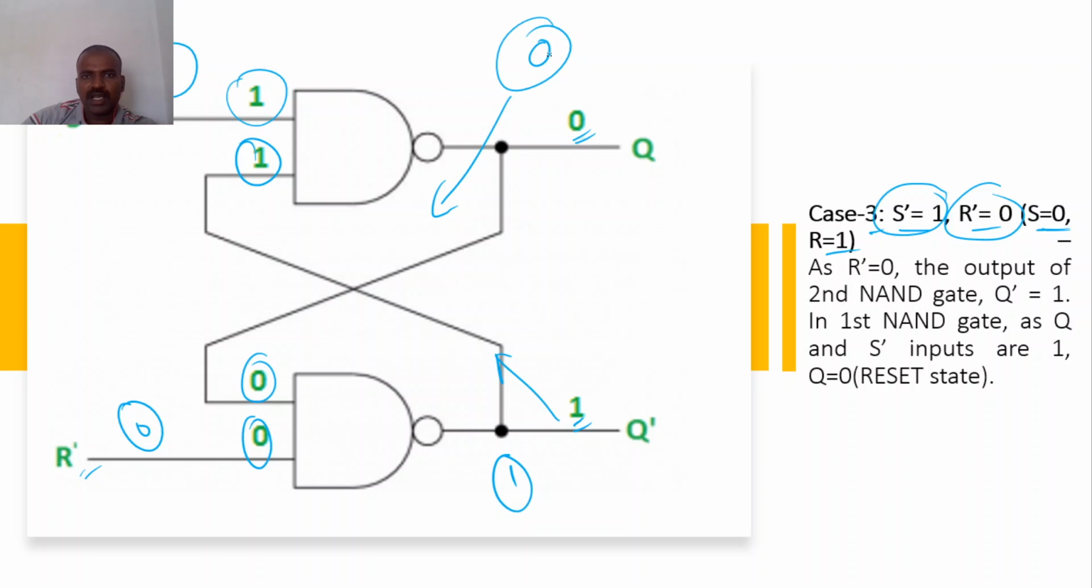Have a look at this. Q is 0 and Q bar is 1. First the last condition is satisfied. So as per the state, Q is equal to 0 and Q bar is equal to 1, then this is called a reset state. Okay, right.